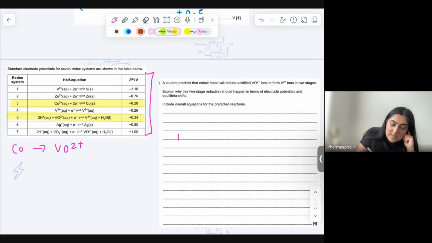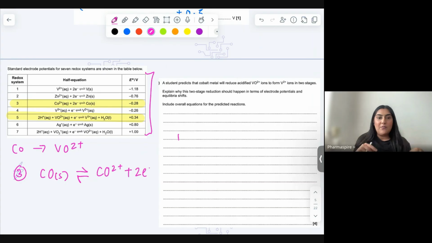So I'm going to rewrite system 3 out as CO solid gives you CO2 plus 2e minus. Everyone happy with that so far? And why I've done that, you need to wrap your head around, and reverse it or you'll get it wrong. Okay, that's done. We don't need to touch 5 because it's the one being reduced, because it's the most positive and it's already in its reduced format. So if we rewrite 5 out, we can chalk it out.